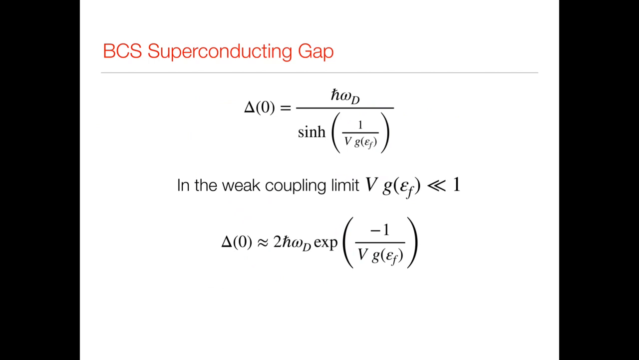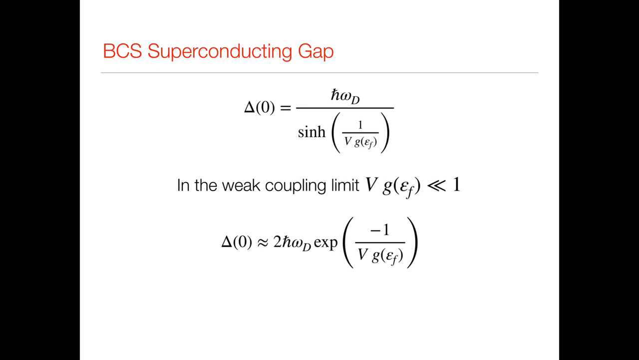So this was the equation that BCS gave us for the superconducting gap. Very often we're working in the weak coupling limit, which means that the electron-phonon interaction is quite weak, so the product of V and the density of states is less than 1. You can show, just by looking at the form of the hyperbolic sine, that this leads to this equation, where the gap at zero Kelvin is given by an exponential form.